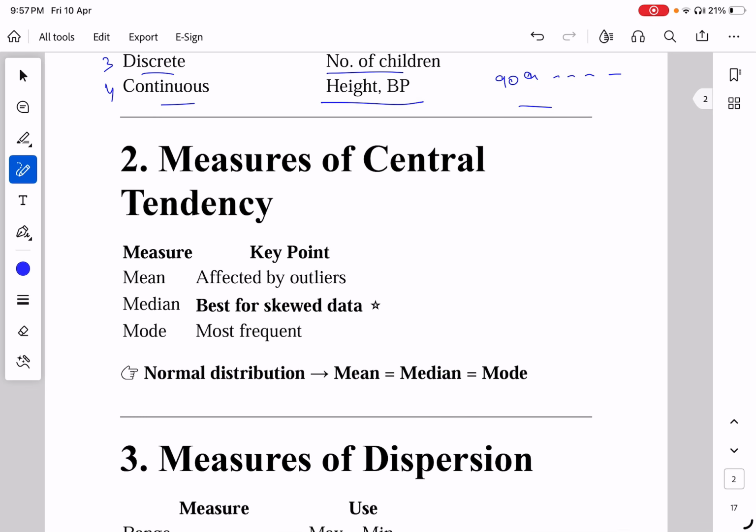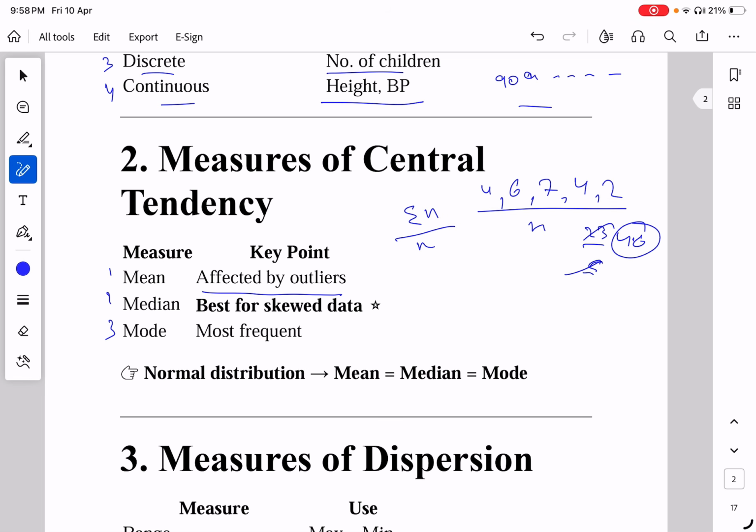Measures of central tendency. There are three measurements for central tendency: mean, median, and mode. Mean is affected by outliers. Mean is the sum of all the observations upon n. If you have any five numbers, 4, 6, 7, 4, and 2, how many numbers are there? Divided by n. So total is 4, 10, 17, 21, 23. 23 by 5, so 4.6 is the mean, and it is affected by outliers.